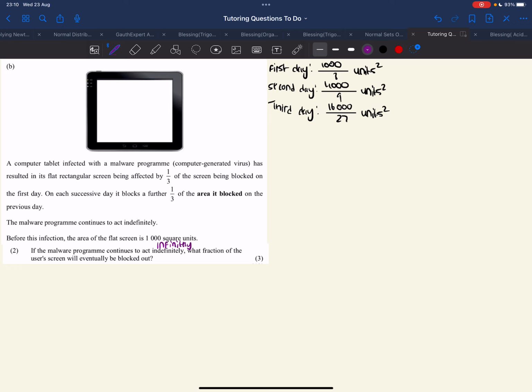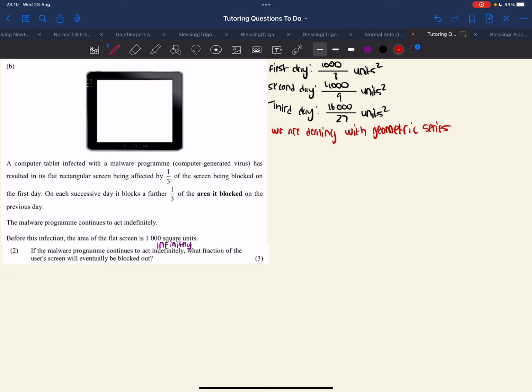Now I want you to look at this. This kind of series is actually a geometric series. So if we look at this question, we are dealing with a geometric series, right? This is a geometric series or sequence.